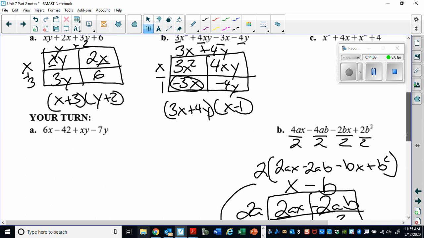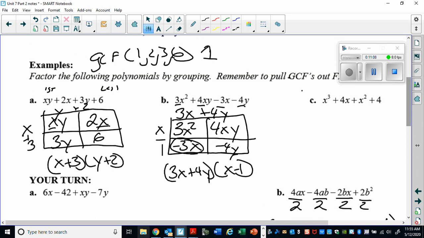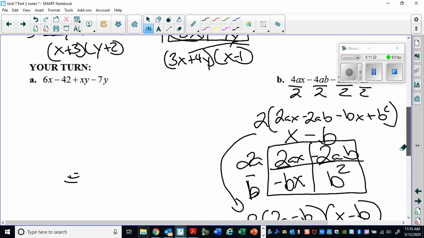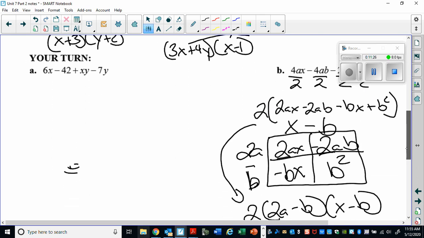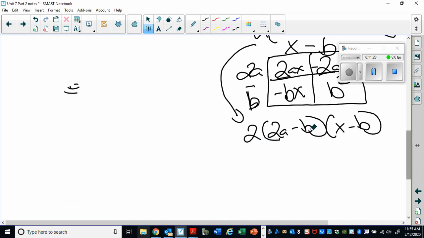Remember, the 4 terms is actually the shortest amount of factoring that you'll have to do. Simply put the terms in the boxes, find the greatest common factor, and then that's your answer. If you have a greatest common factor, like we did down here, do not forget to add that to your answer.